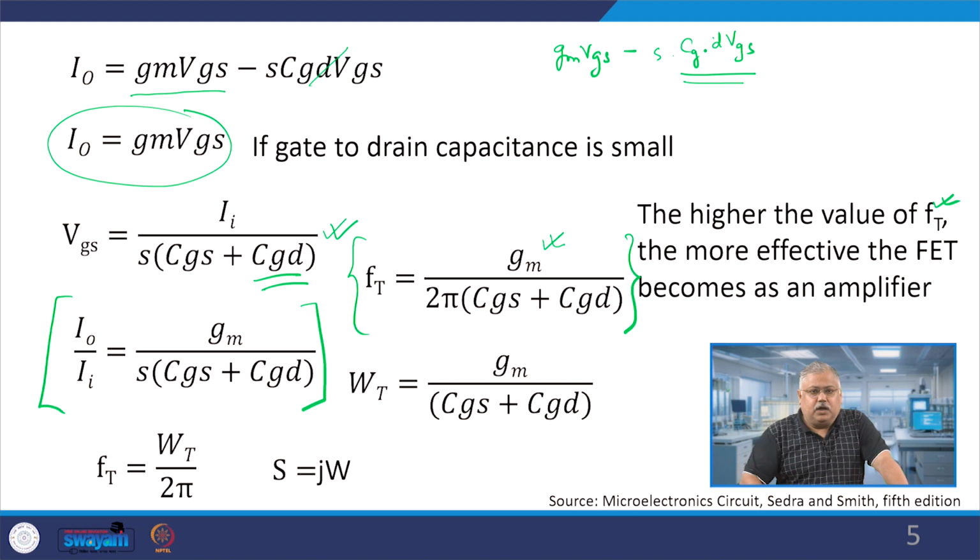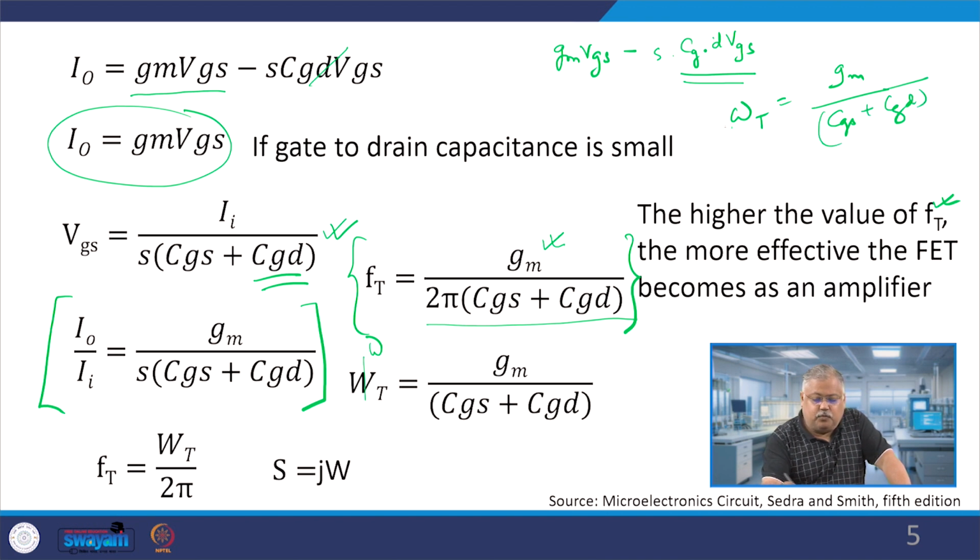So, this Ft equals Gm upon 2 pi times CGS plus CGD, and we write this as omega here. So, omega t equals Gm over CGS plus CGD, right. Since omega t equals 2 pi Ft, the 2 pi goes down here, and that is what I have written. So, omega t upon 2 pi, and this S is basically j omega. You can also write it as the Laplacian operator, which we use for the case of a basic MOS device.